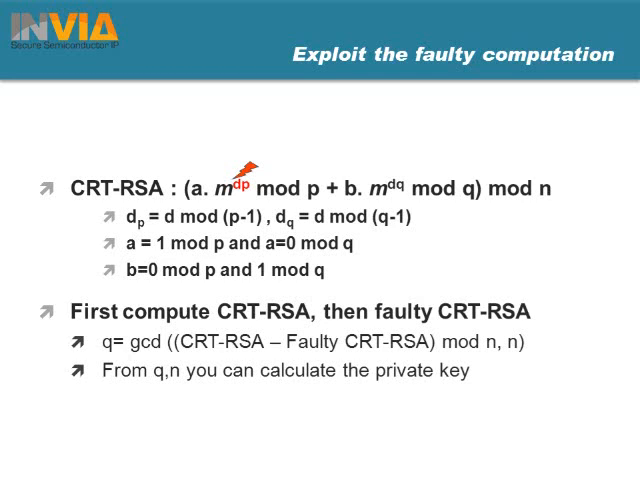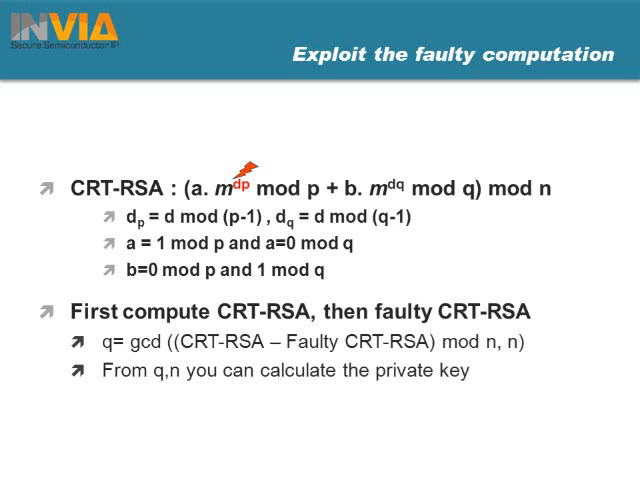So in theory, you don't need to even understand these calculations. All you need is to apply the result, which is you can get Q is the greatest common divisor between the good calculation minus the faulty calculation modulo n and n. So from Q and n, you can calculate the private key.